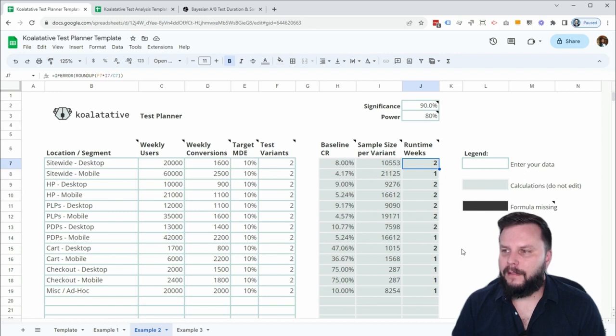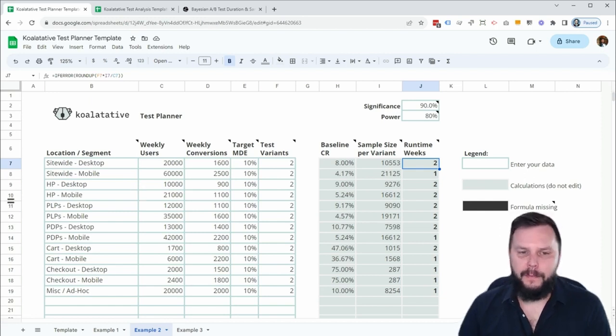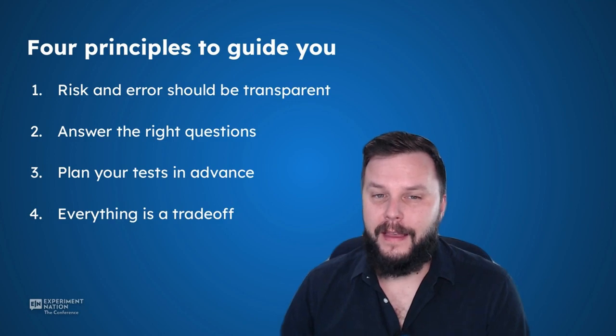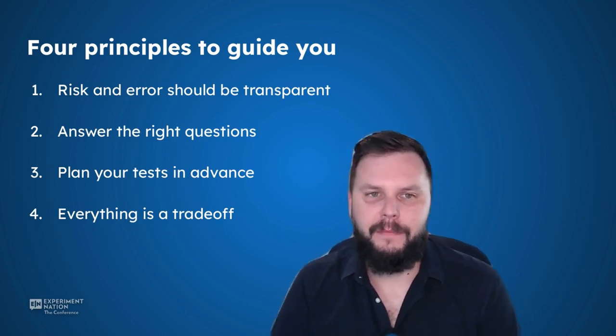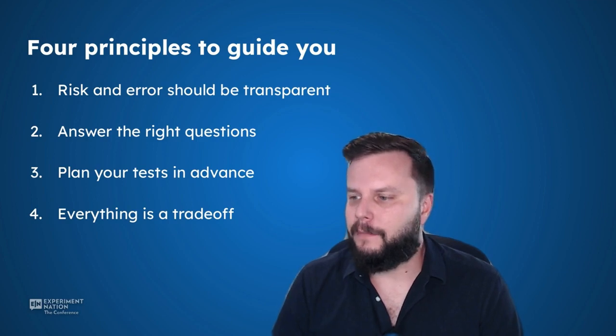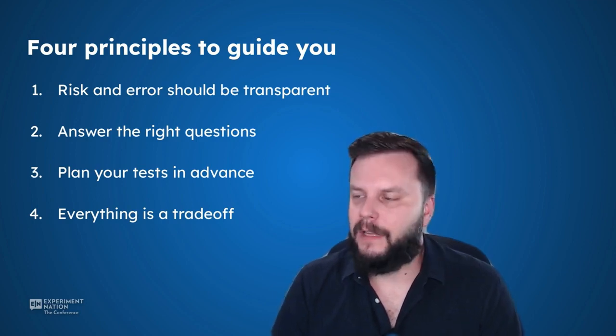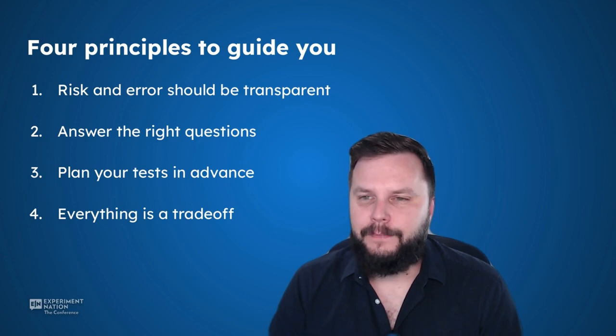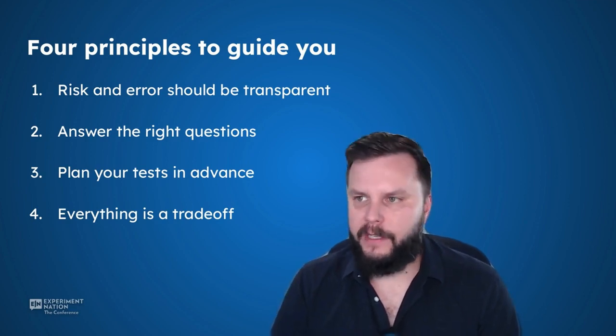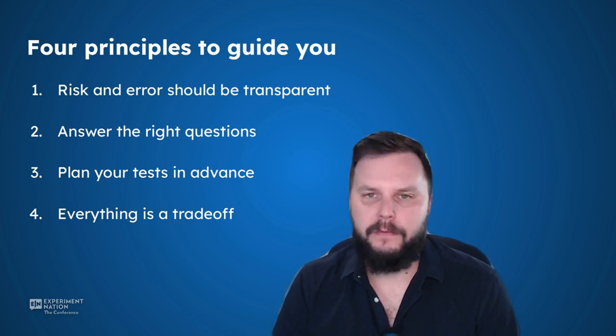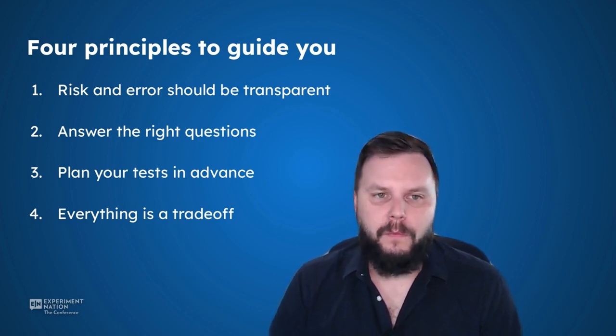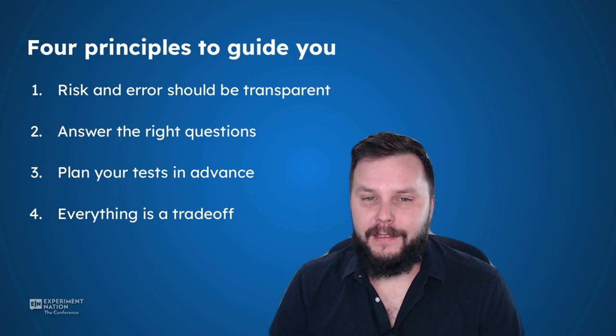And in that light, I have some principles that could help guide us when making all these kinds of decisions of which statistical methods we should use and how we should be planning our tests. These are what I think are very important considerations that sometimes get missed in these kinds of decisions. One, I think that risk and error should be transparent and out in the open.